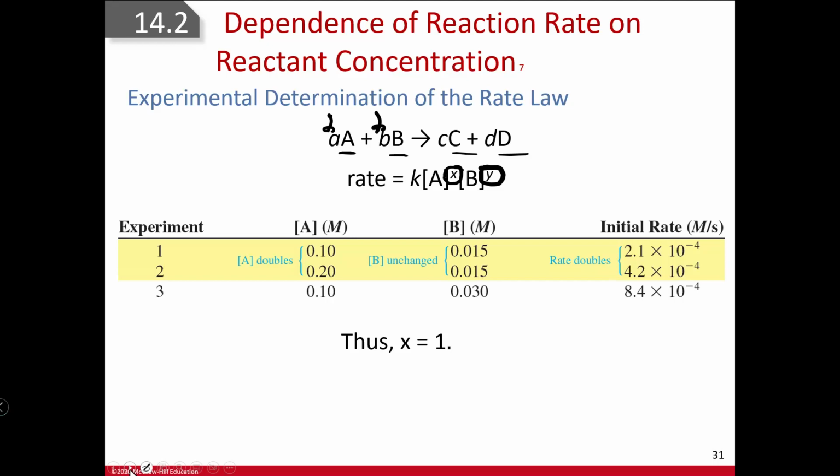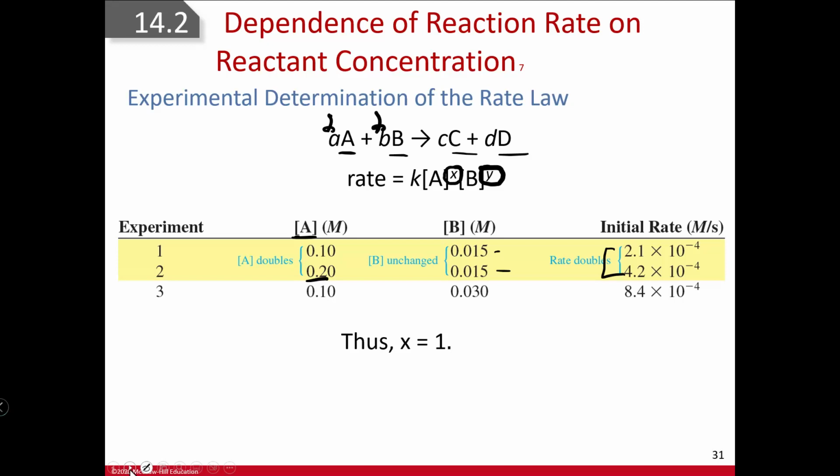Okay, so let's look at this experiment. What we're looking for is, if I want to look at the order with respect to A, I want A to change, and I don't want B to change. If they both change, you can't determine it. So B is staying constant here. A is changing, and then we look and see what the change in the rate is.